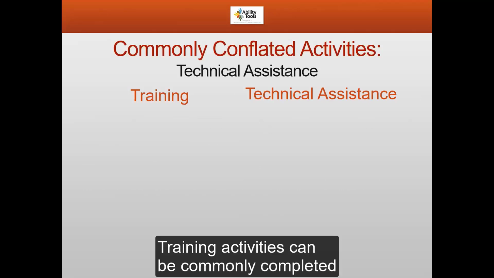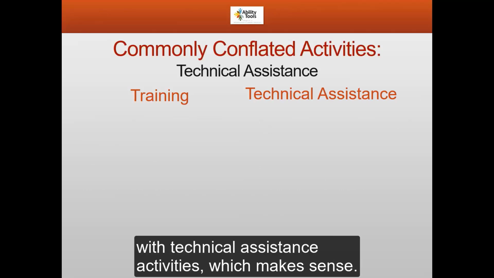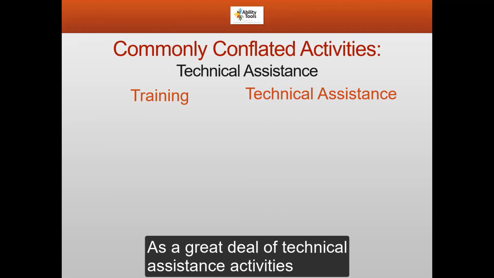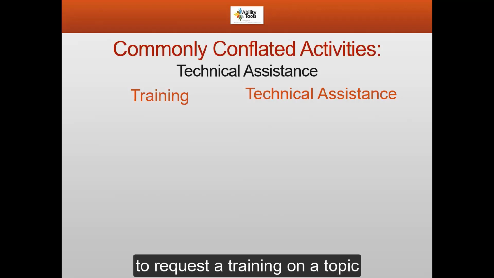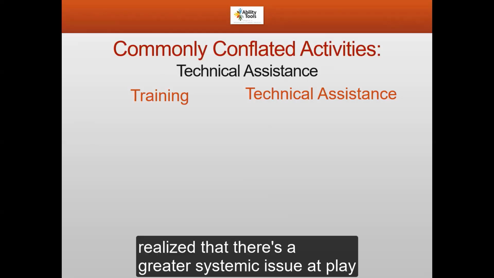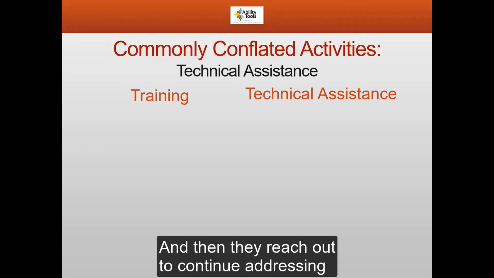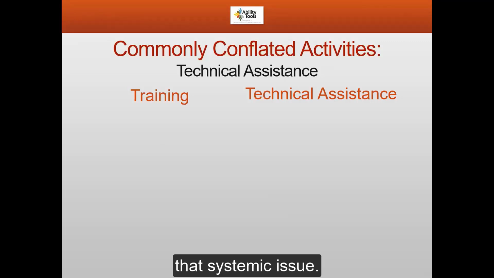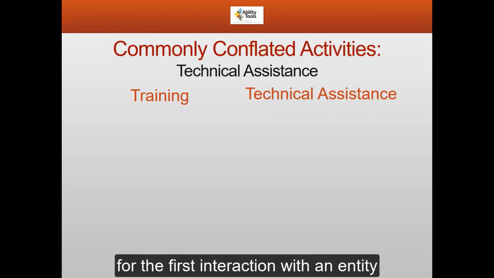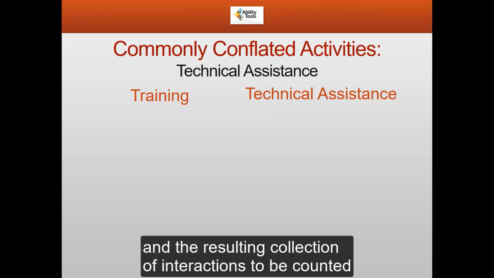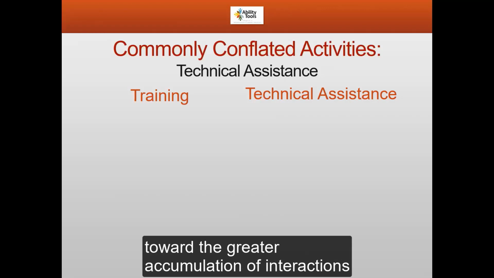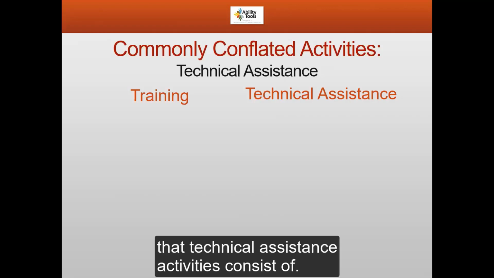Training activities can be commonly conflated with technical assistance activities, which makes sense, as a great deal of technical assistance activities begin with the training. It isn't unusual for an entity to request a training on a topic, and upon receiving the training, realize that there's a greater systemic issue at play in their organization, and then they reach out to continue addressing that systemic issue. It's therefore perfectly acceptable for the first interaction with an entity to be recorded as a training, and the resulting collection of interactions to be counted toward the greater accumulation of interactions that technical assistance activities consist of.